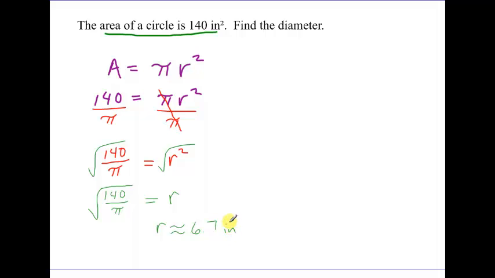inches across. Careful here though, we didn't answer the question, did we? Find the diameter. So if the radius is 6.7 inches, let's double that to get the diameter. So 2 times that 6.7, we're going to get about 13.4 inches.